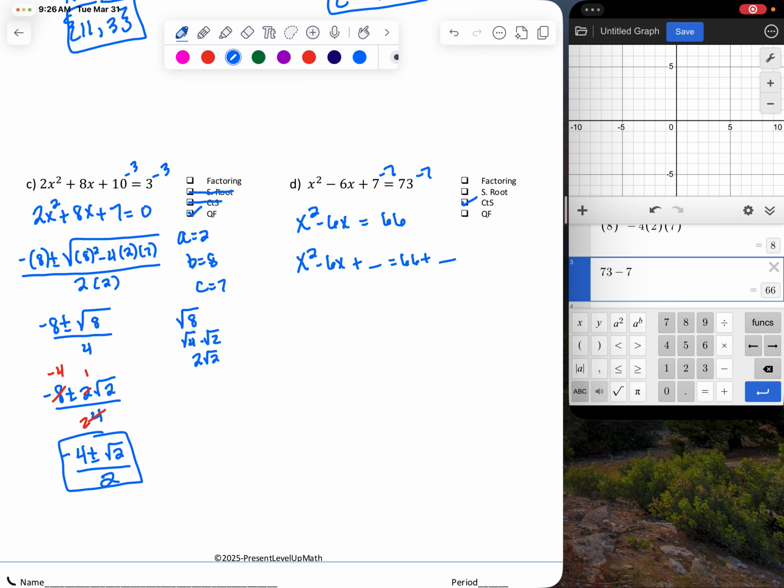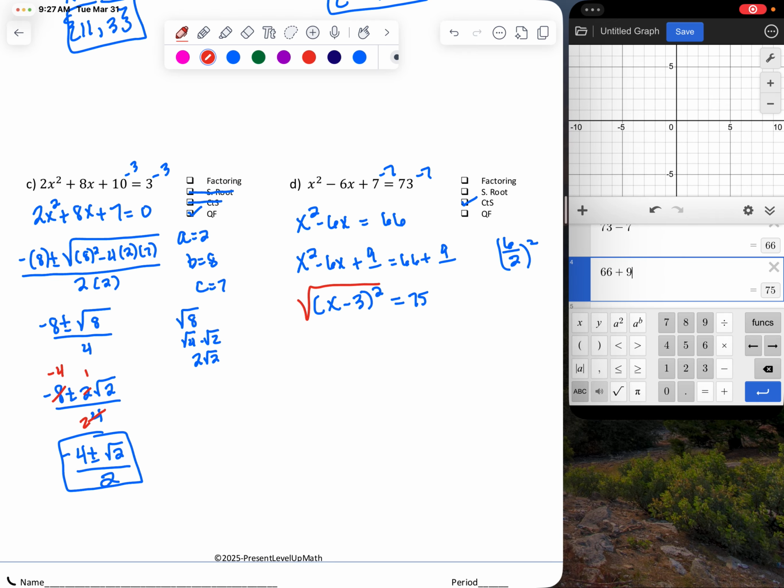So to make a perfect square trinomial, you take your middle term, divide it by 2, and square it. So 6 divided by 2 is 3. 3 squared is 9. So put a 9 here and a 9 here. Now factor that to x minus 3 parentheses squared. And then 66 plus 9 equals 75.